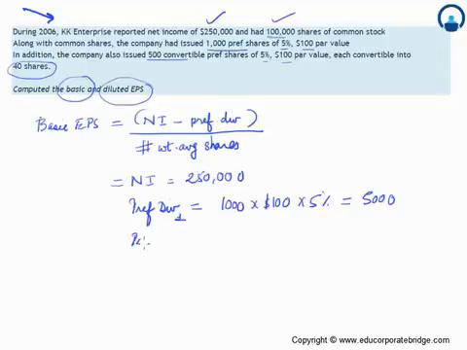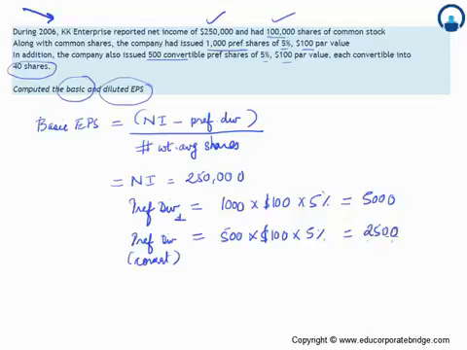Now let's look at the preference dividend that comes from the convertible preference shares. So these are 500 convertible preference shares, and the par value is again $100, and the dividends are again 5%. So this comes out to be 2,500. So this is net income. We have the preference shares. The preference shares dividends would be the sum total of these two, and we also have the weighted average common number of shares, which is already being provided to us.